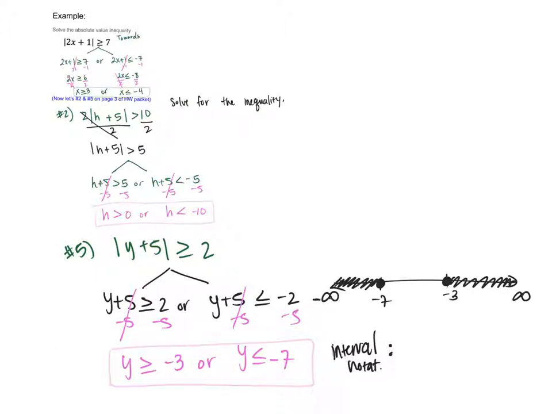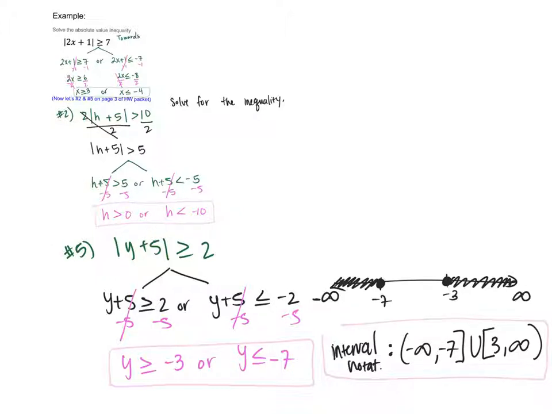So if we're going from negative infinity, so parentheses to negative 7 for this section, and then for this section, oh, I think I need a bracket, don't I? Yeah, let me fix that real quick. So we need a bracket on the negative 7, union, bracket on the negative 3 to positive infinity. And there we have our interval notation.